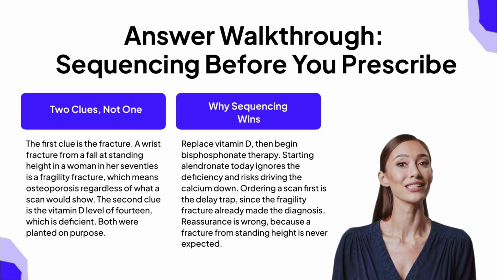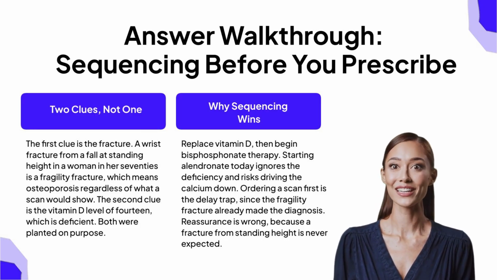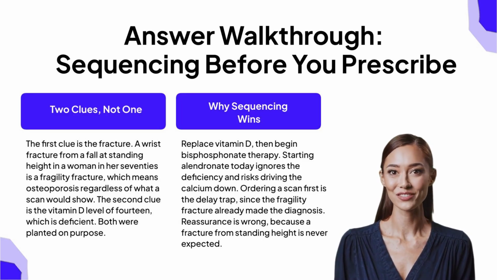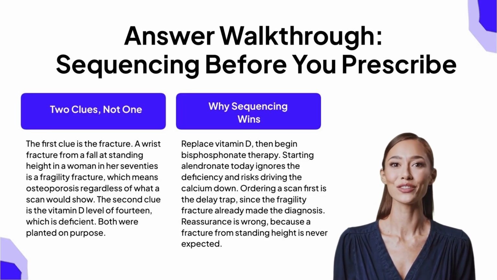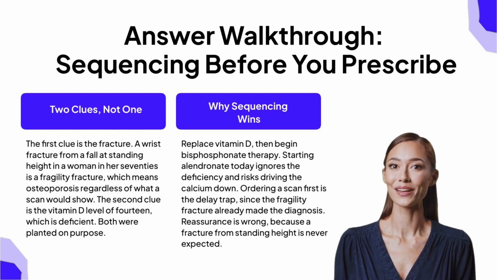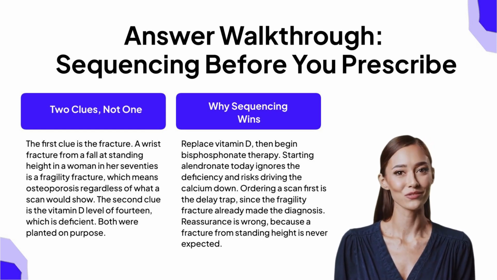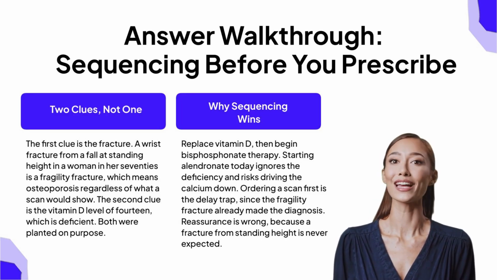So sequencing wins: replace vitamin D, then begin bisphosphonate therapy. Starting alendronate today ignores the deficiency and risks driving her calcium down, exactly the mistake this question is built to catch. Ordering a scan first is the delay trap, since the fragility fracture already made the diagnosis. And reassurance is wrong, because a fracture from standing height is never expected at any age.